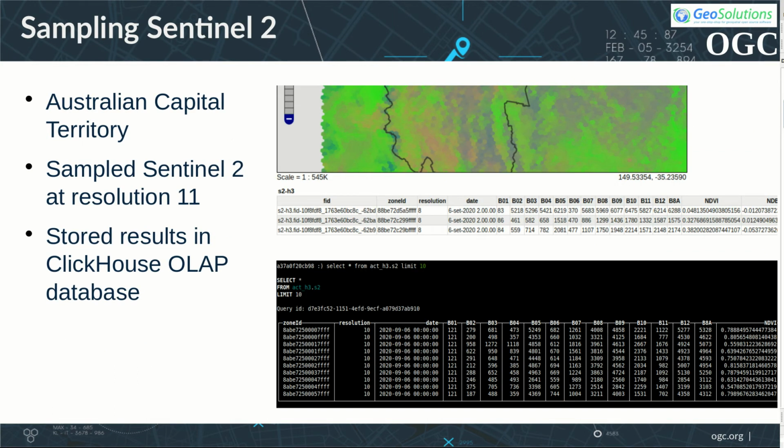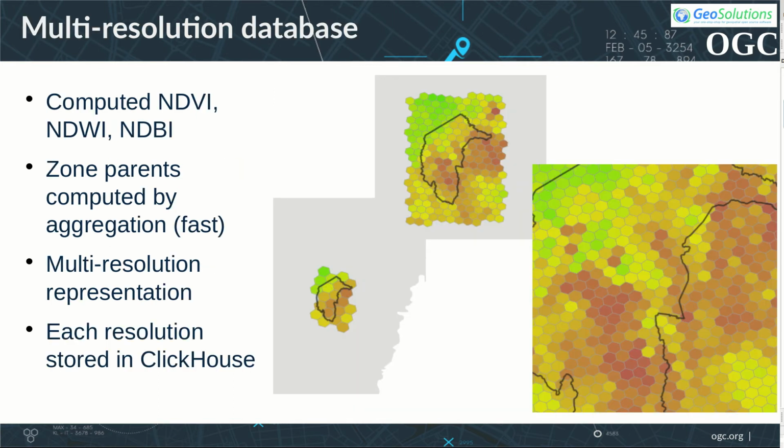For the test, we used Sentinel-2 images and sampled them at resolution 11 on both RealPix and H3, covering all 13 bands available. The Australian Capital Territory has been used as the area of interest. In addition to the 13 bands, the normalized difference vegetation, water, and built-up indexes have been computed. Once resolution 11 has been populated, lower resolutions have been calculated via fast parent-child aggregation, resulting in a multi-resolution representation of the dataset, available in ClickHouse for querying.